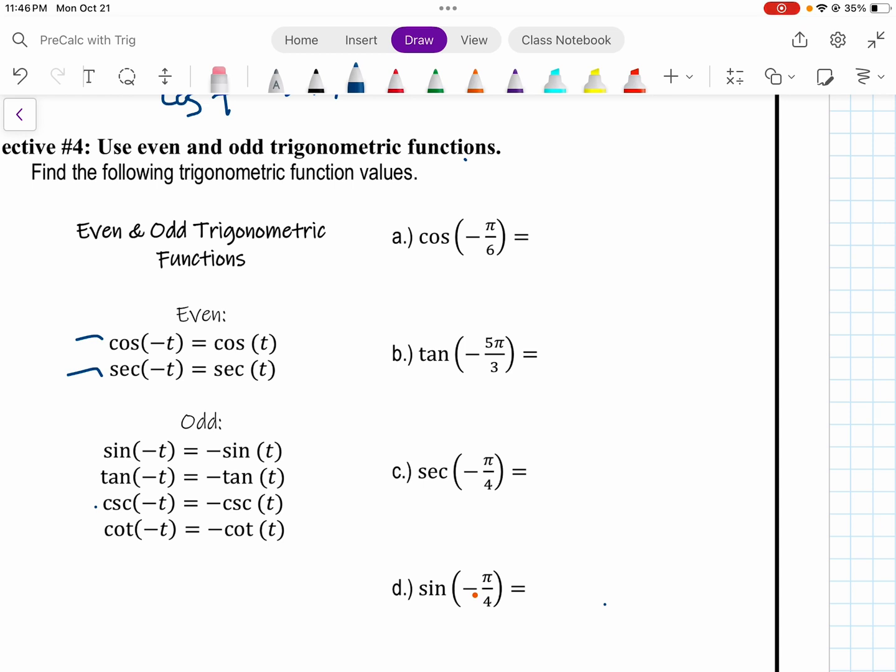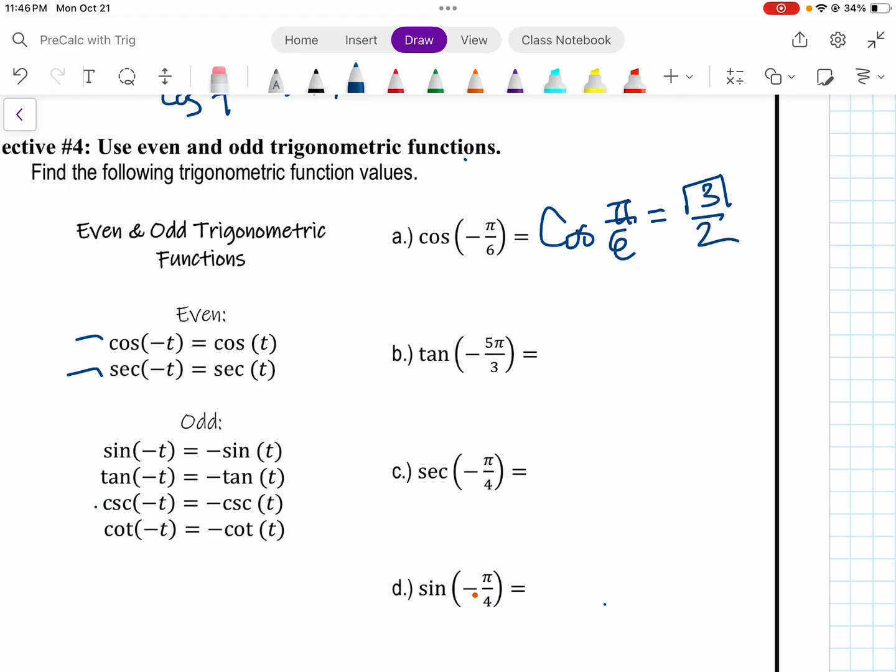So cosine is an even function. So even though it says cosine of negative pi over 6, this is actually just cosine of positive pi over 6. And if you remember your shortcut from the fingers, you know that pi over 6 is going to be our first finger, and cosine of that is going to be radical 3 over 2.